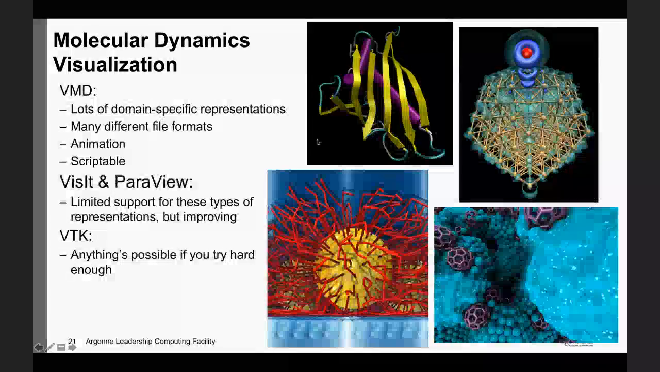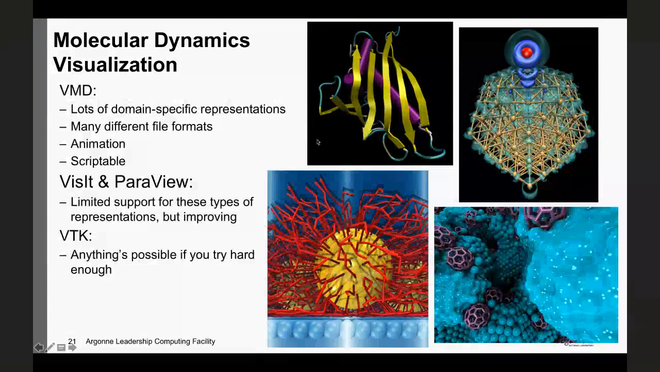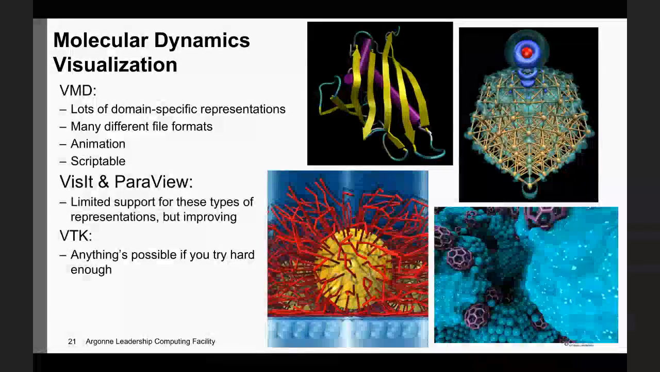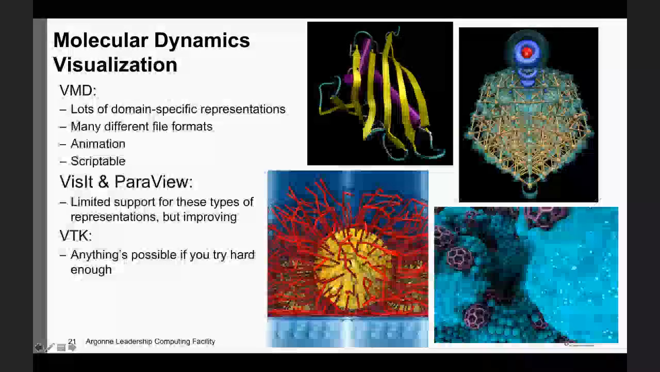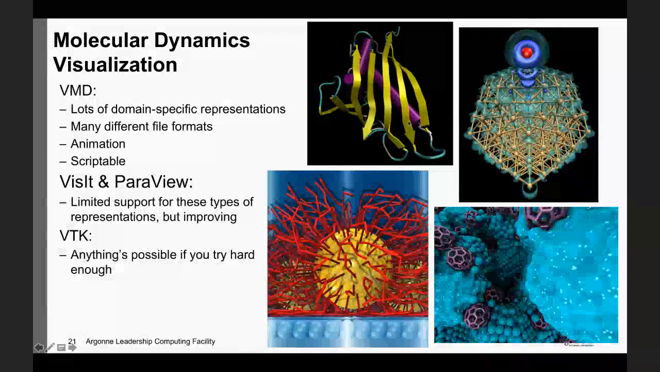And as I mentioned, some of these are more domain-specific representations, right? So for example, in this image in the upper left, you have these arrows and cylinders that represent the direction of electron movement and various other structural parts of these molecules or proteins that are specific to this data domain, or science domain.